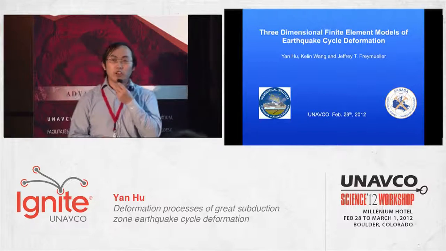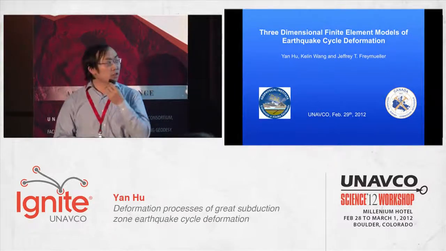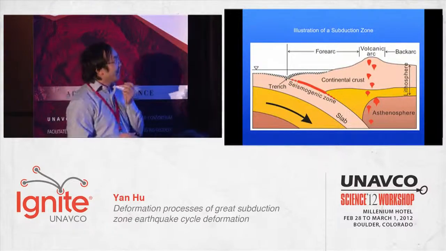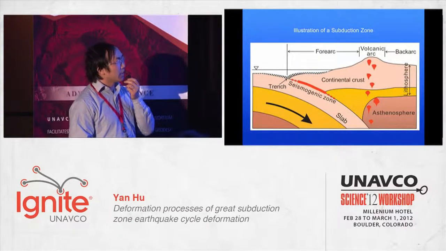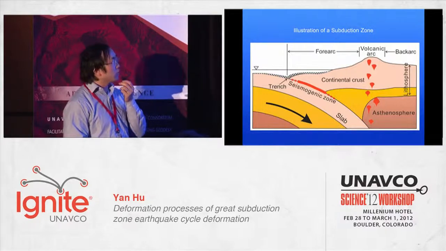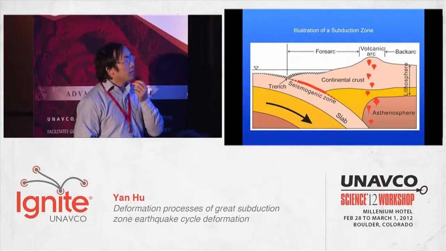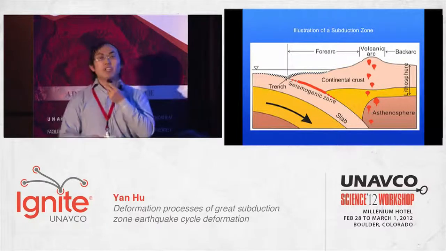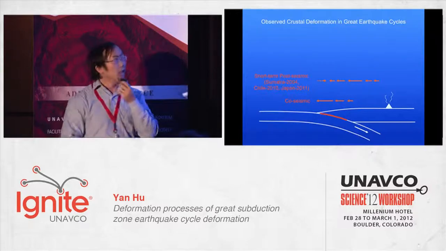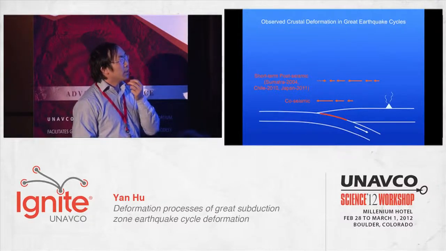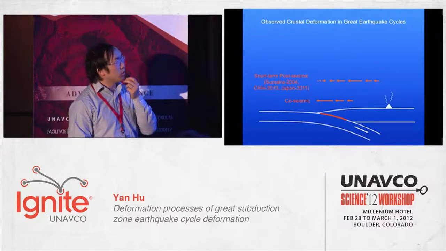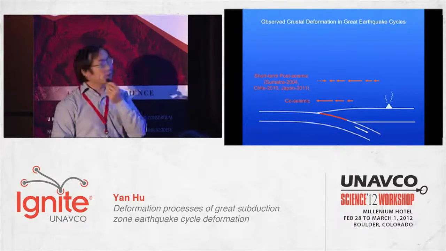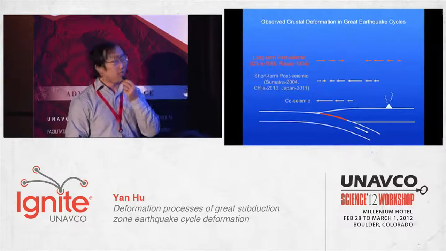So what is the first order pattern of earthquake cycle deformation? When an earthquake pulls the upper plate towards the trench, a short time after the earthquake the upper plate still moves towards the trench. After a long time, such as in Chile, near the trench where the fault is located moves towards land, but the inland area is still moving towards the trench. At the interseismic stage, all the upper plate moves towards land.